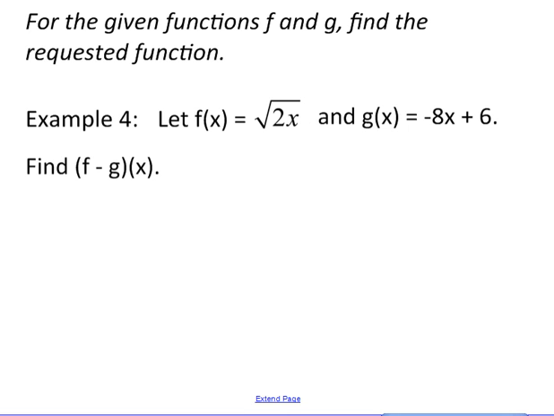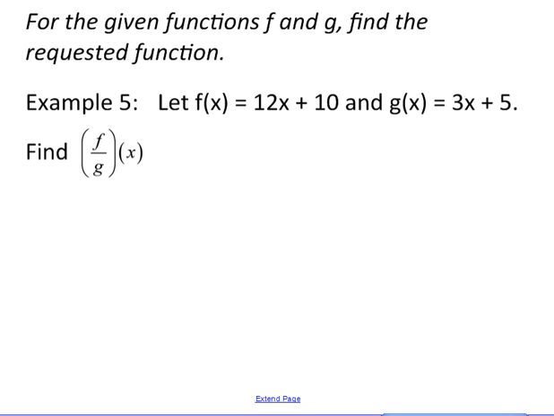Example 4, I want you to do on your own. Let's take a look at example 5.